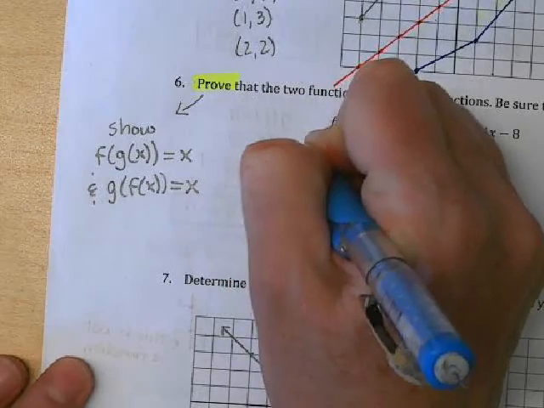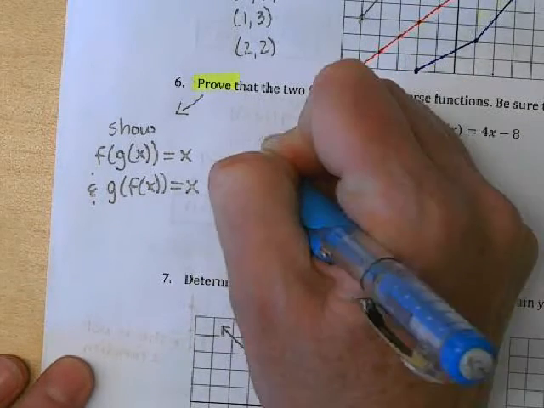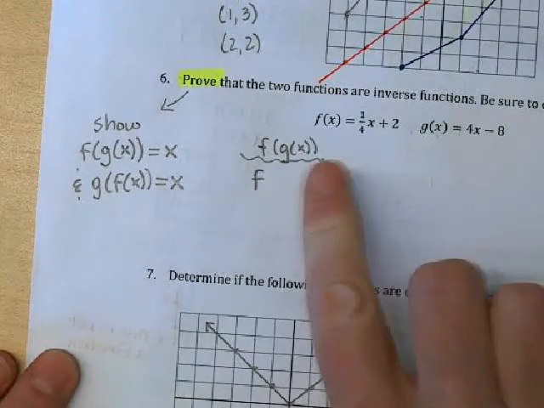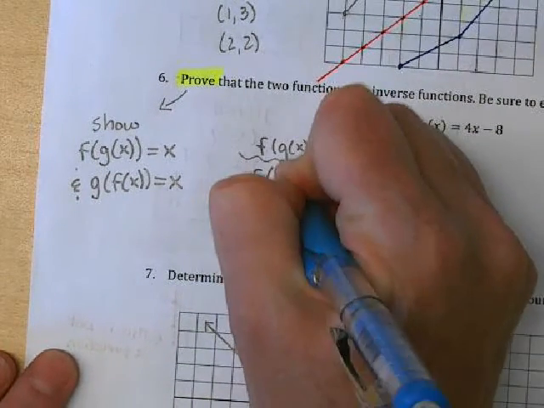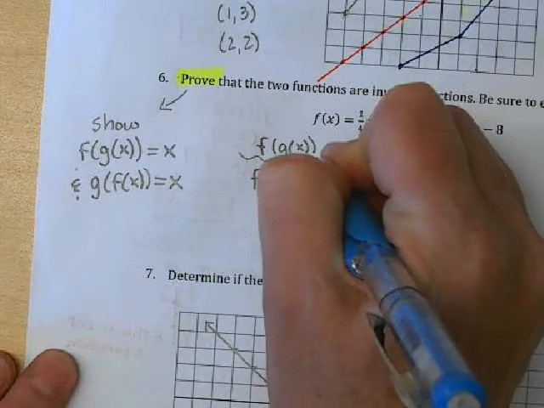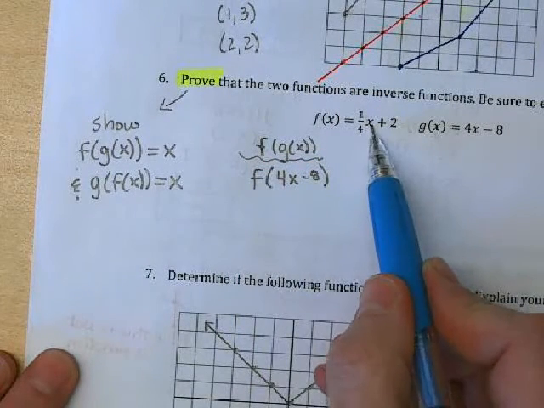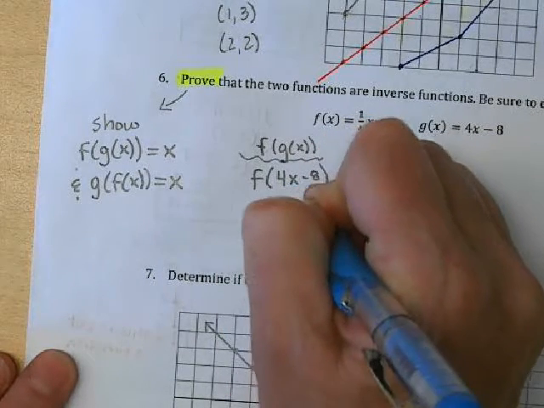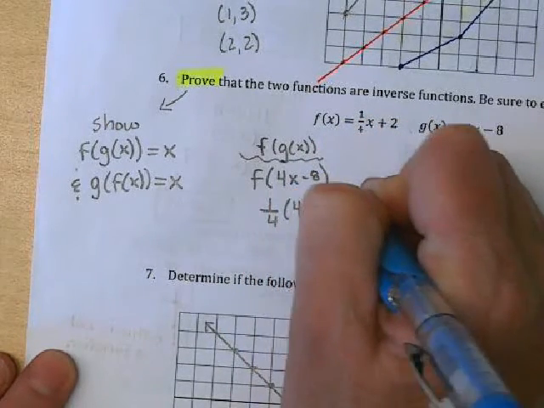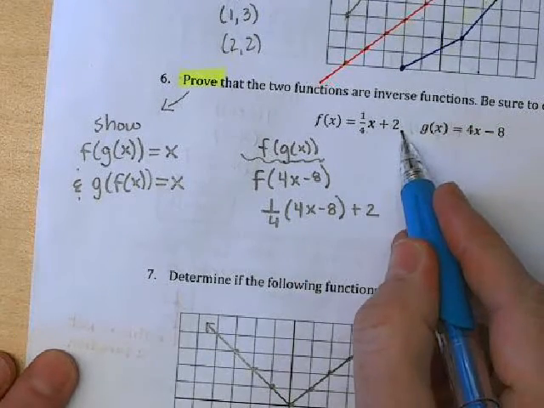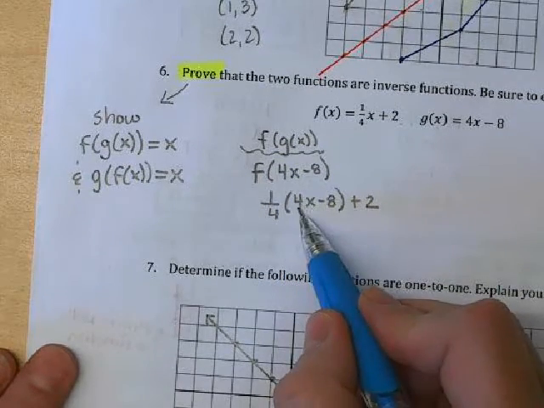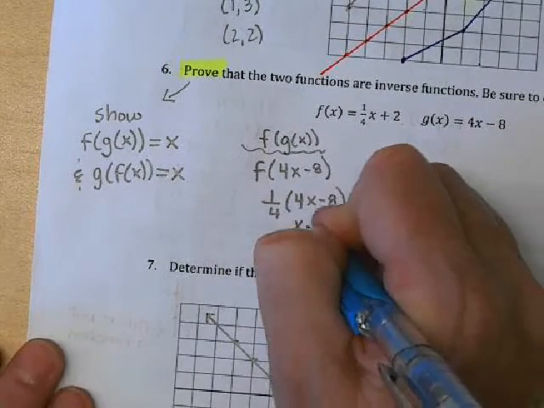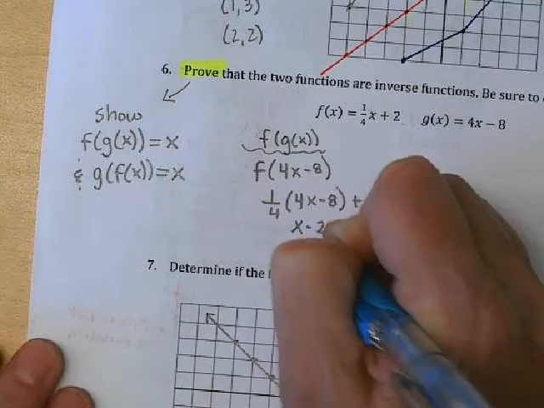So let's go f of g of x. I'm going to prove it. So g of x is 4x minus 8. Now I'm going to go to the f function. Whenever I see an x, I'm going to put in 4x minus 8. So 1/4 of 4x minus 8, plus 2. 1/4 of 4 is just 1. 1/4 of 8, or just think 8 divided by 4, is 2.